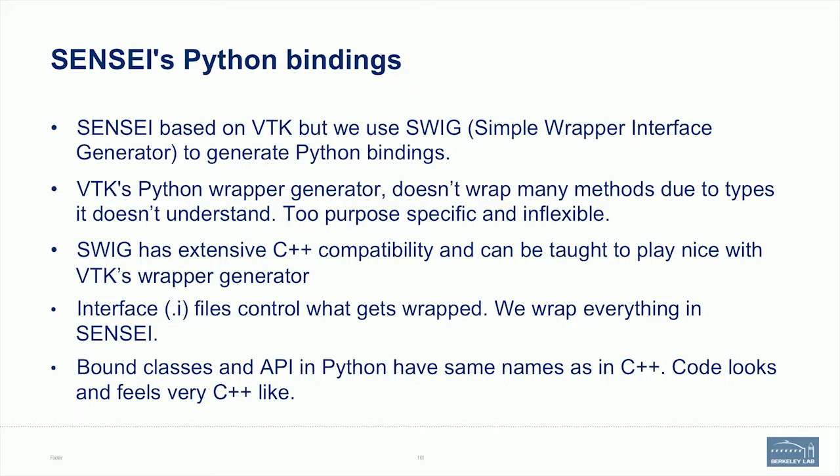In SENSEI 1, the wrappings for SENSEI look exactly like the C++ API. In SENSEI 2, that changed because our API started using pass by reference for some of the arguments. And in Python, there's no pass by reference. Everything is pass by value. So for that reason, the Python API has changed a little bit from the C++ API. Anytime in SENSEI 2 where you see a pass by reference in the C++, that's actually going to be returned in the Python API as the return value.